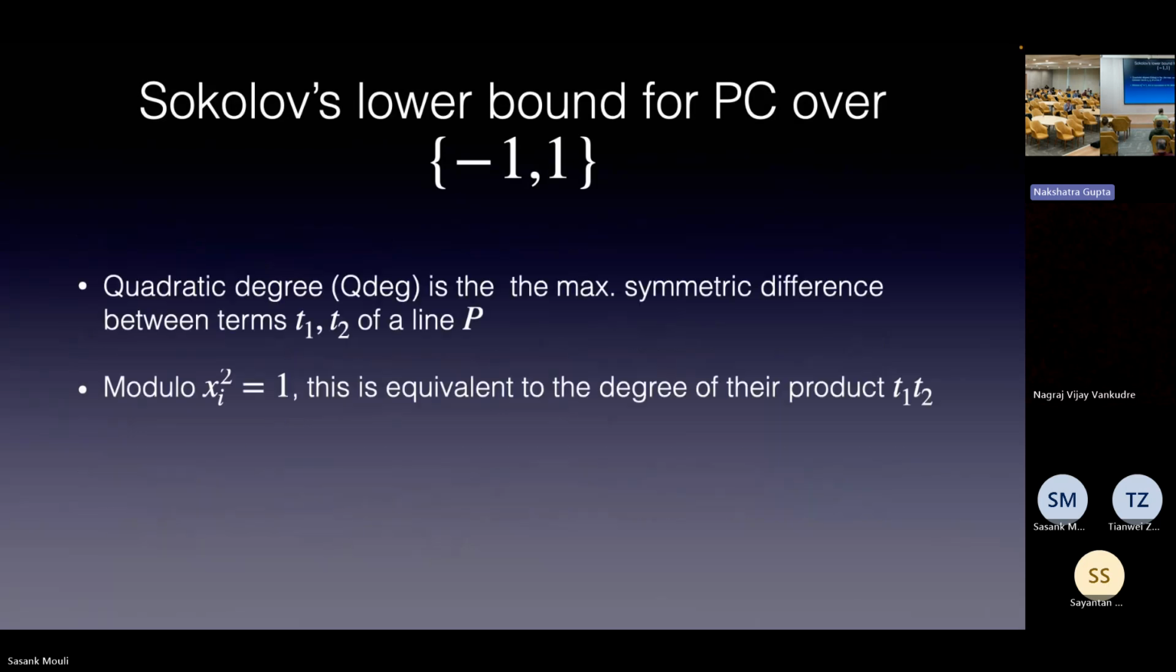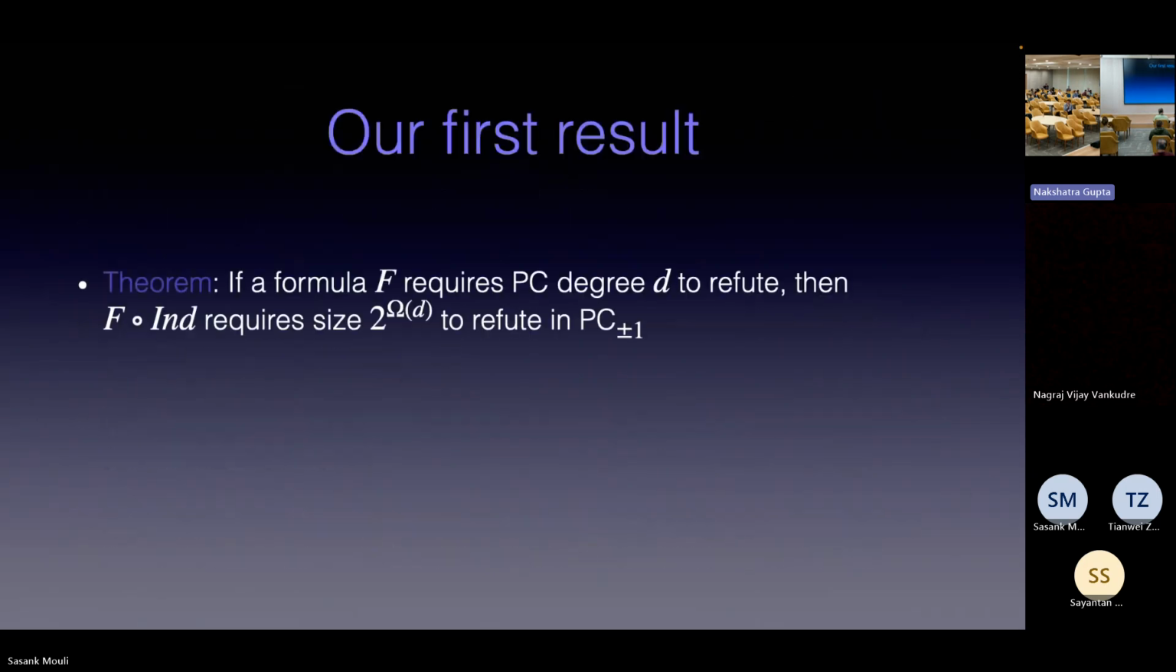So I'm just going to skip this technical part and jump to our first result, which is basically an improvement of Sokolov's result. We show a general lifting result where we show that if a formula F requires PC degree D to refute, then if you compose it with the indexing gadget, this formula requires exponential size in D to refute in PC over plus minus 1, right? So this is what we show as our first result.